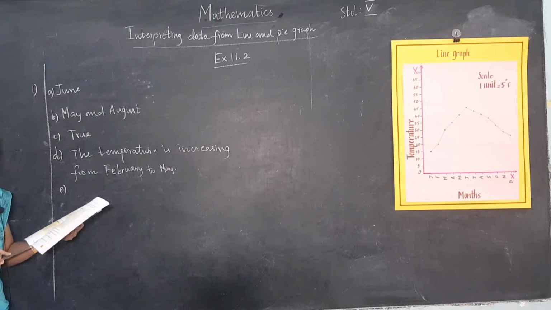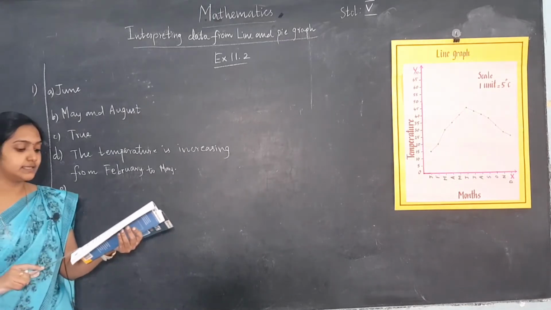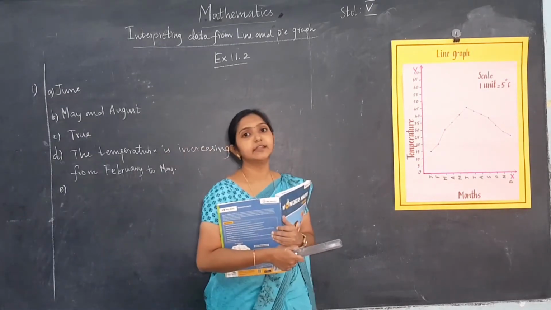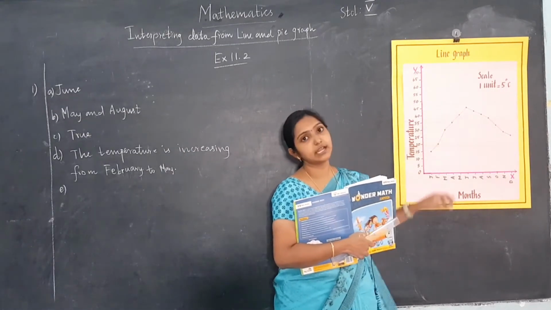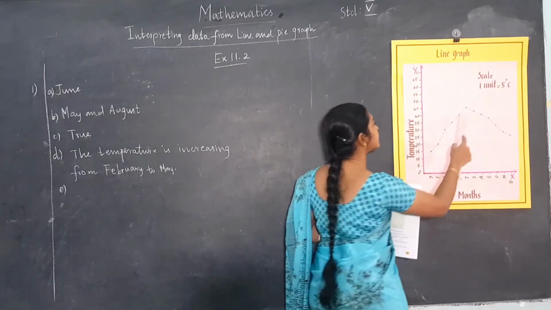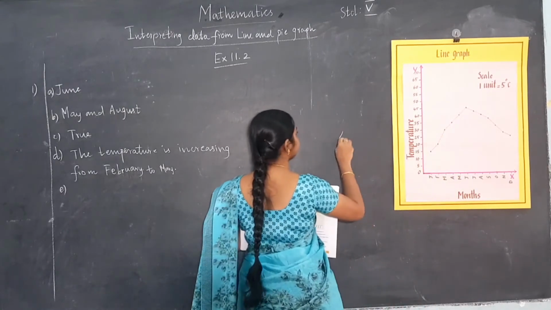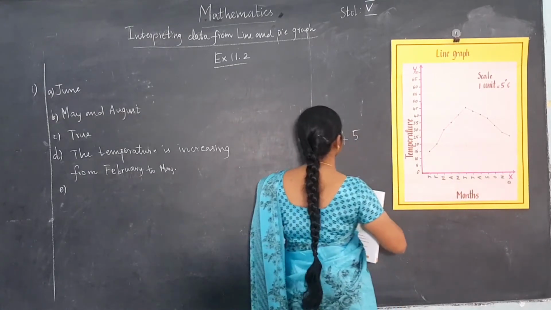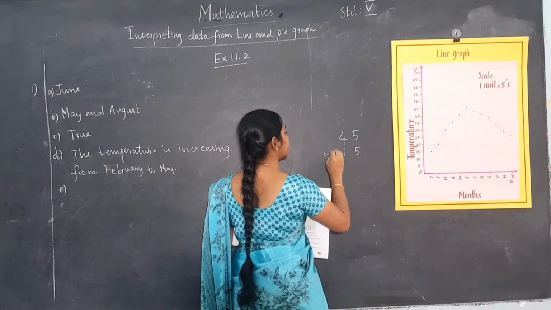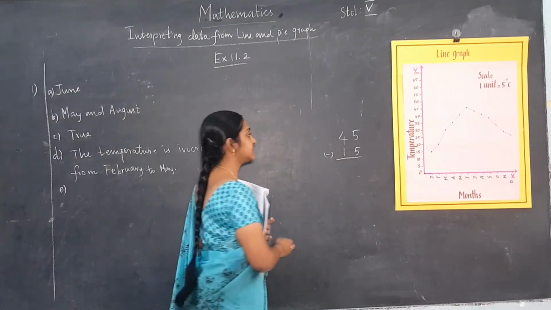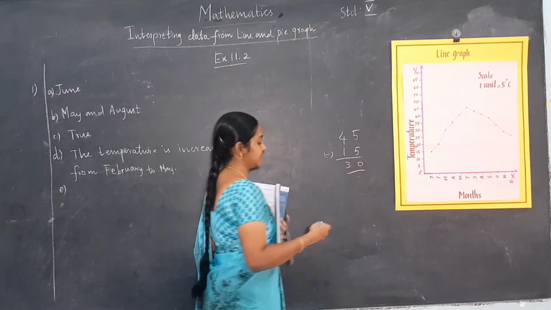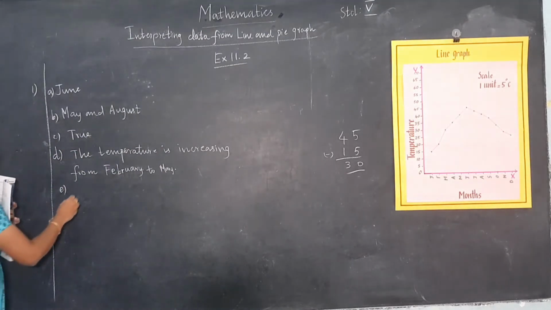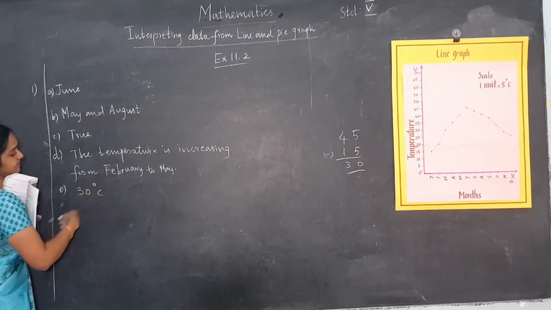The next question is, what is the difference between the highest and the lowest average monthly temperature? We have to find the difference between highest temperature and lowest temperature. The highest temperature here is 45. The lowest temperature is 15. So we have to find the difference. 5 minus 5 is 0, 4 minus 1 is 3. So the difference between the highest and the lowest monthly temperature is 30 degrees Celsius.